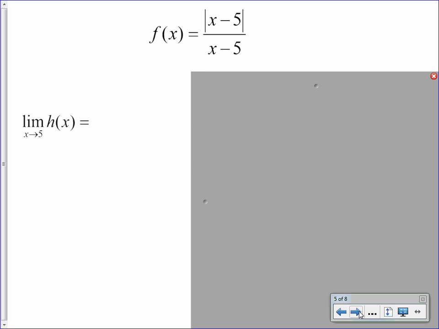Look familiar? We already know that this limit's not going to exist, right? Let's prove our answer by showing some work here. What's the limit as x approaches 5 from the left side?